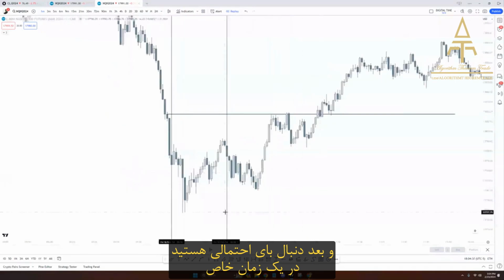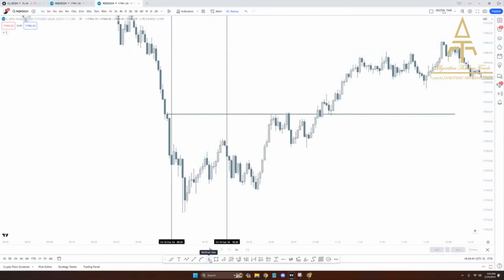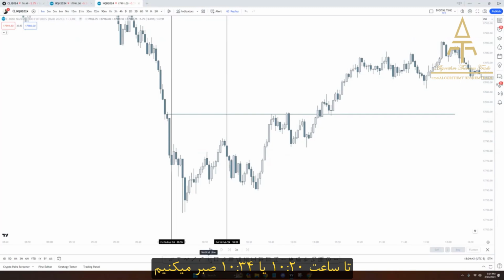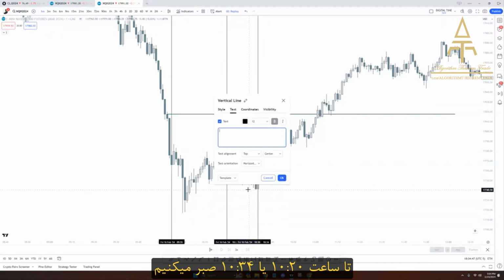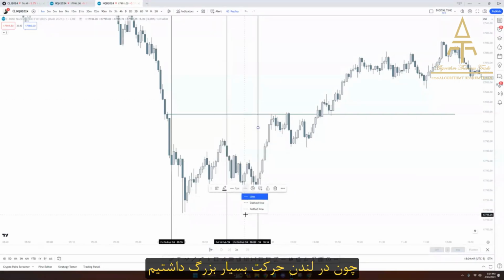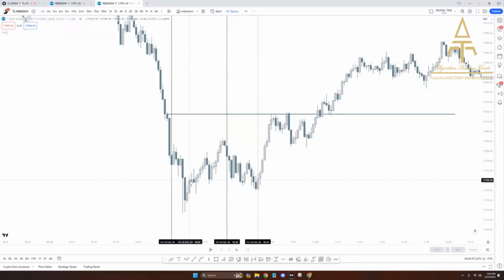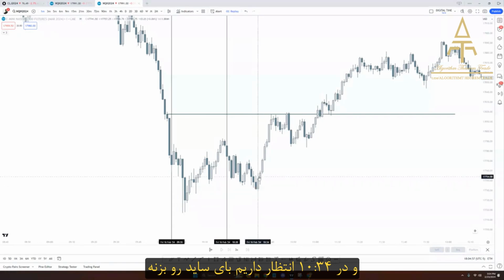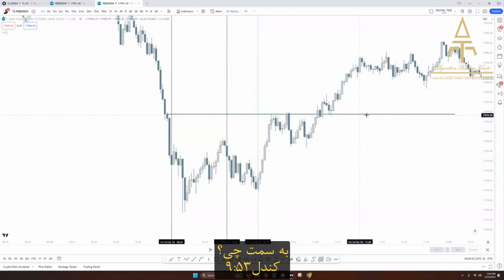And we are then looking for a possible long at a specific time. Either we use the 1020 or we wait until 1034, the next time model. Why? Because we have such a large expansive move during Big Ben. And at 1034, what are we to expect? A push up. Take out this engineered buy side to what? The 953 candle.